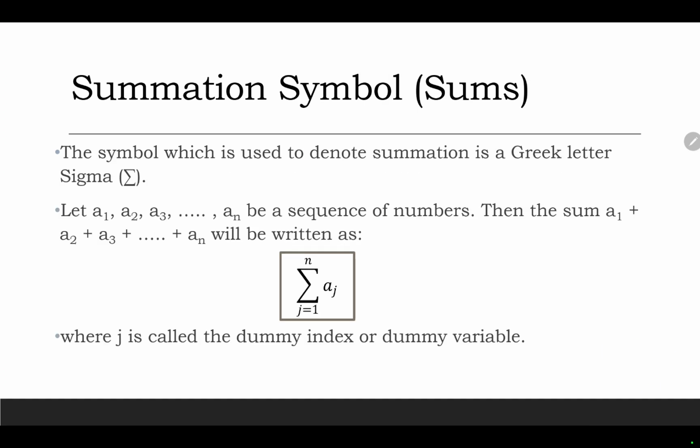The next one is the summation symbol. The symbol which is used to denote the summation is the Greek letter sigma. For example, if a1, a2, a3 up to an is a sequence of numbers, then the sum a1 plus a2 and so on will be written as the summation of j equals 1 to n of a of j. Here j is called the dummy index or a dummy variable.